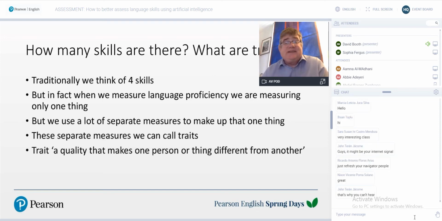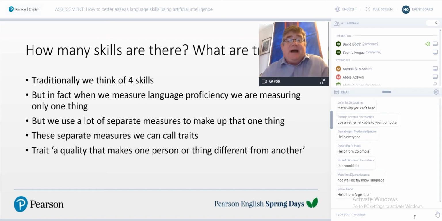Now, when we're measuring this single measure of language proficiency, we use a lot of separate measures to make up that language proficiency. As you can imagine, language proficiency is not just a single facet. It's made up of many, many different attributes, and that's what we have within a language test, and that's what we do in terms of the classroom. And these separate measures, these smaller measures, we call traits. So when we're measuring language proficiency, we measure a number of different traits, and then these traits amalgamate and combine to give you that single measure of language proficiency. So a trait, simply put, is a quality that makes one person or thing different from another.